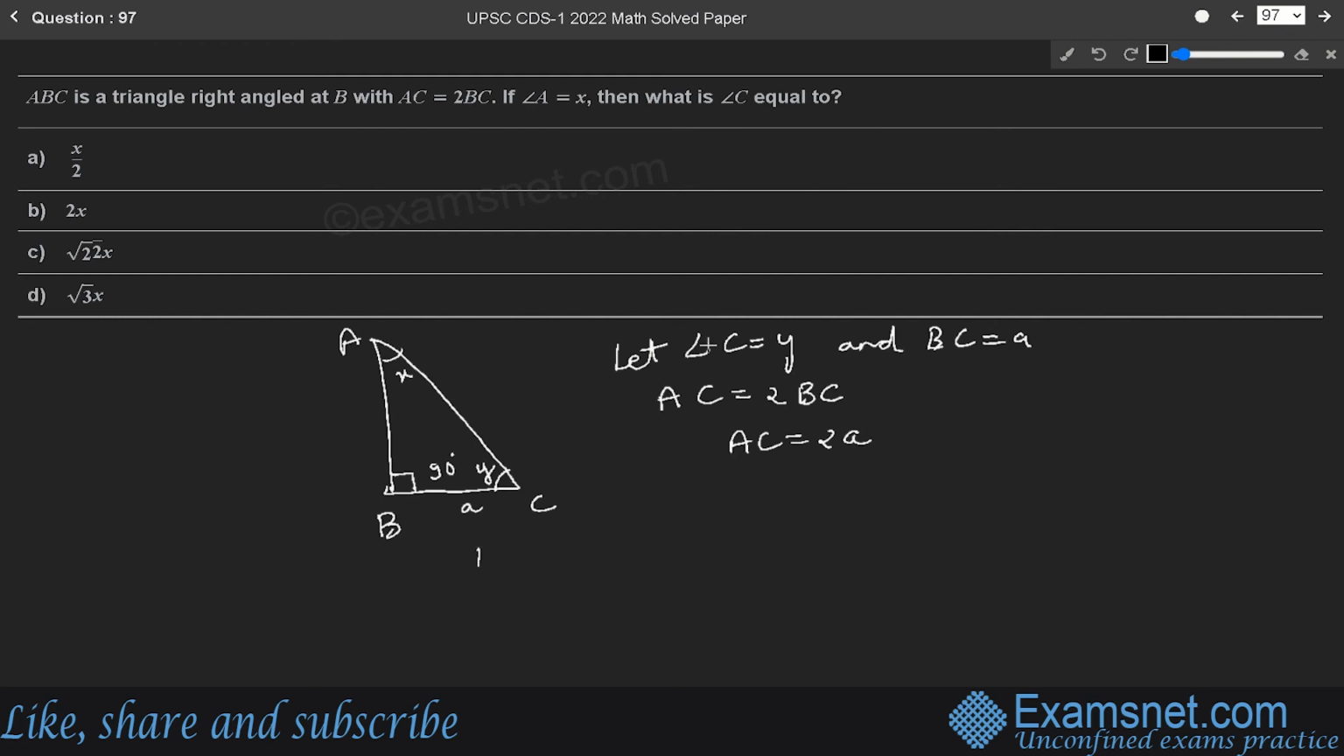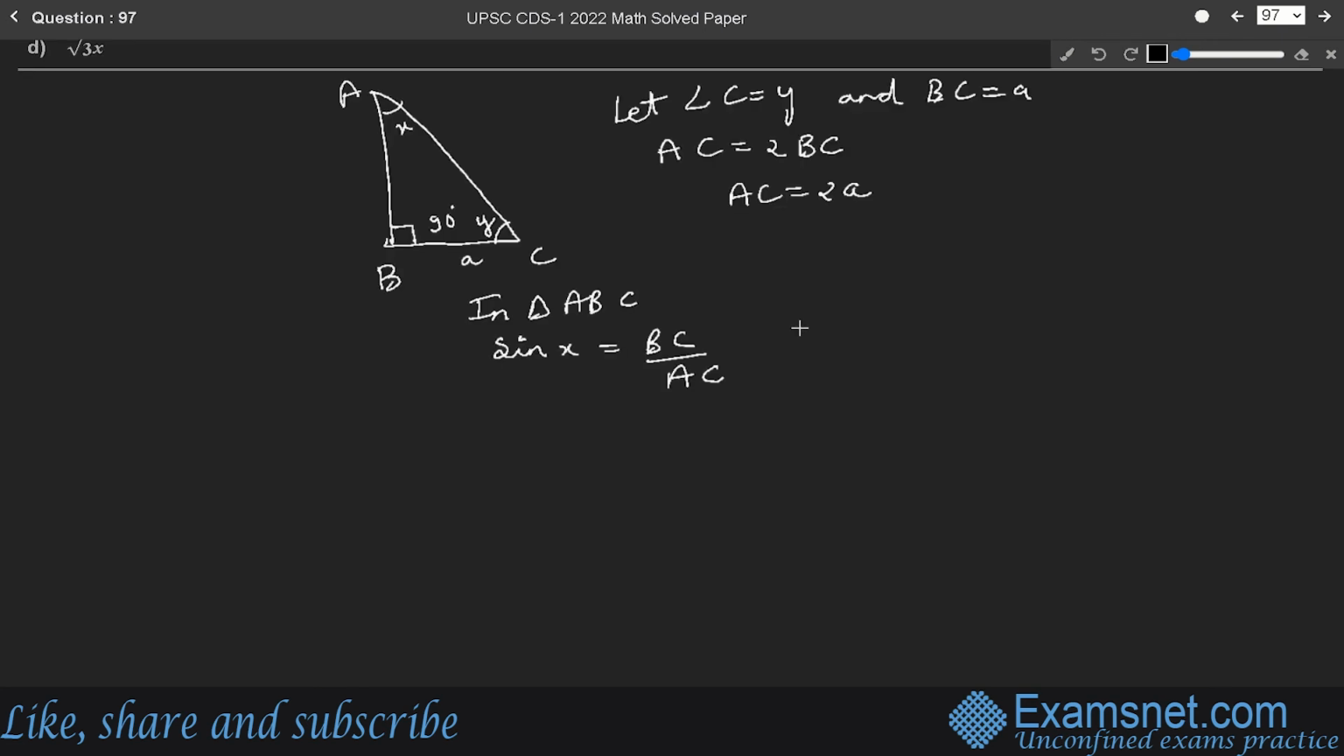Now in the given triangle ABC, we know that sin X will be equal to BC upon AC, because we know that sin theta is perpendicular upon hypotenuse. So on further putting the values, sin X is equal to A upon 2A, which will be 1 by 2. And we know that sin 30 is 1 by 2. Therefore X will be equal to 30.